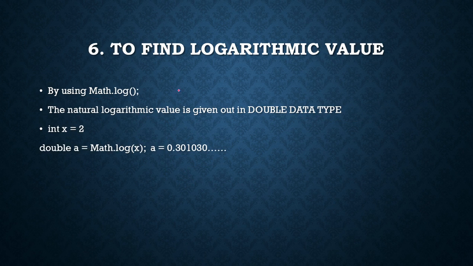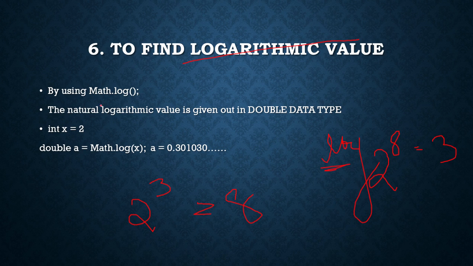To find the logarithmic value, we have learned that 2 raised to 3 is equal to 8. In logarithm we can write log of 8 to base 2 is equal to 3. This is what logarithm is. Or you can write log 8 to the base 2 also as log 8 is equal to 3.